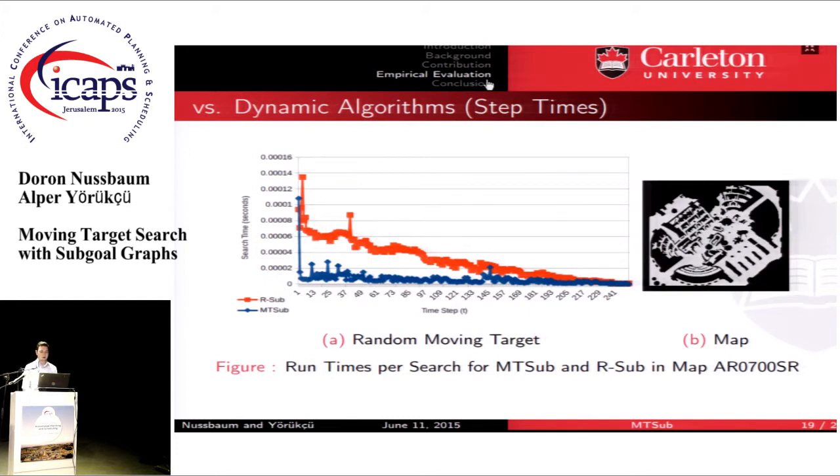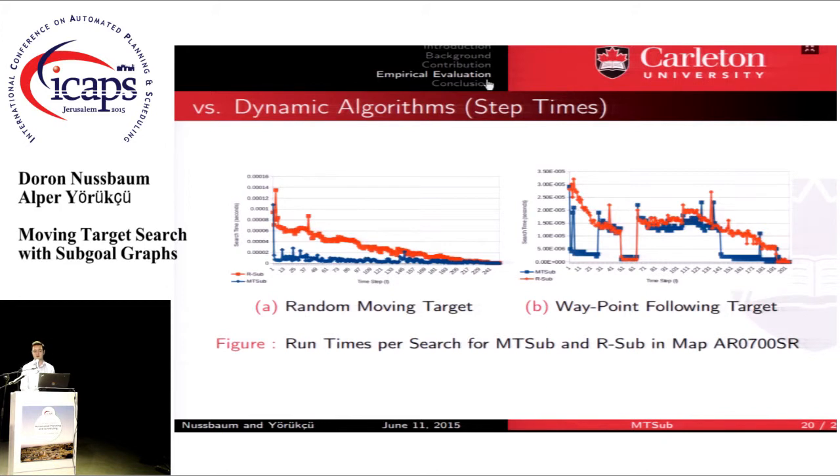And I have also a graph showing the individual step times that are spent during the search. This is a specific scenario for the map indicated in the picture. As you can see, I'm depicting the runtimes from repeated subgoal graphs and our algorithm MT-sub. Repeated subgoal graphs are basically a non-incremental version of our algorithm. And as it turns out, at first our algorithm has a jump, but after that incremental search works very well and maintains a low cost. But with the waypoint following target, we obviously have more jumps all around, but still we are maintaining a low cost.